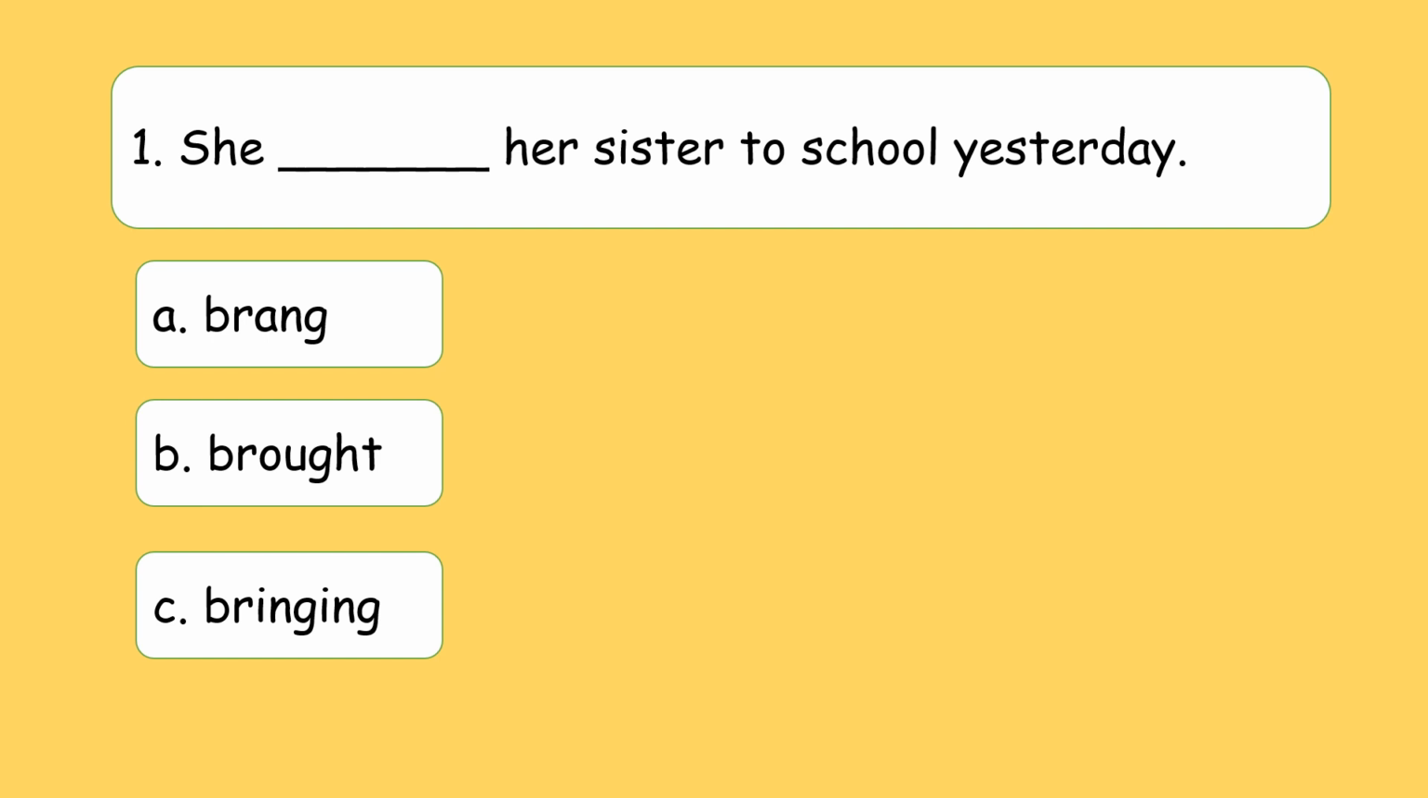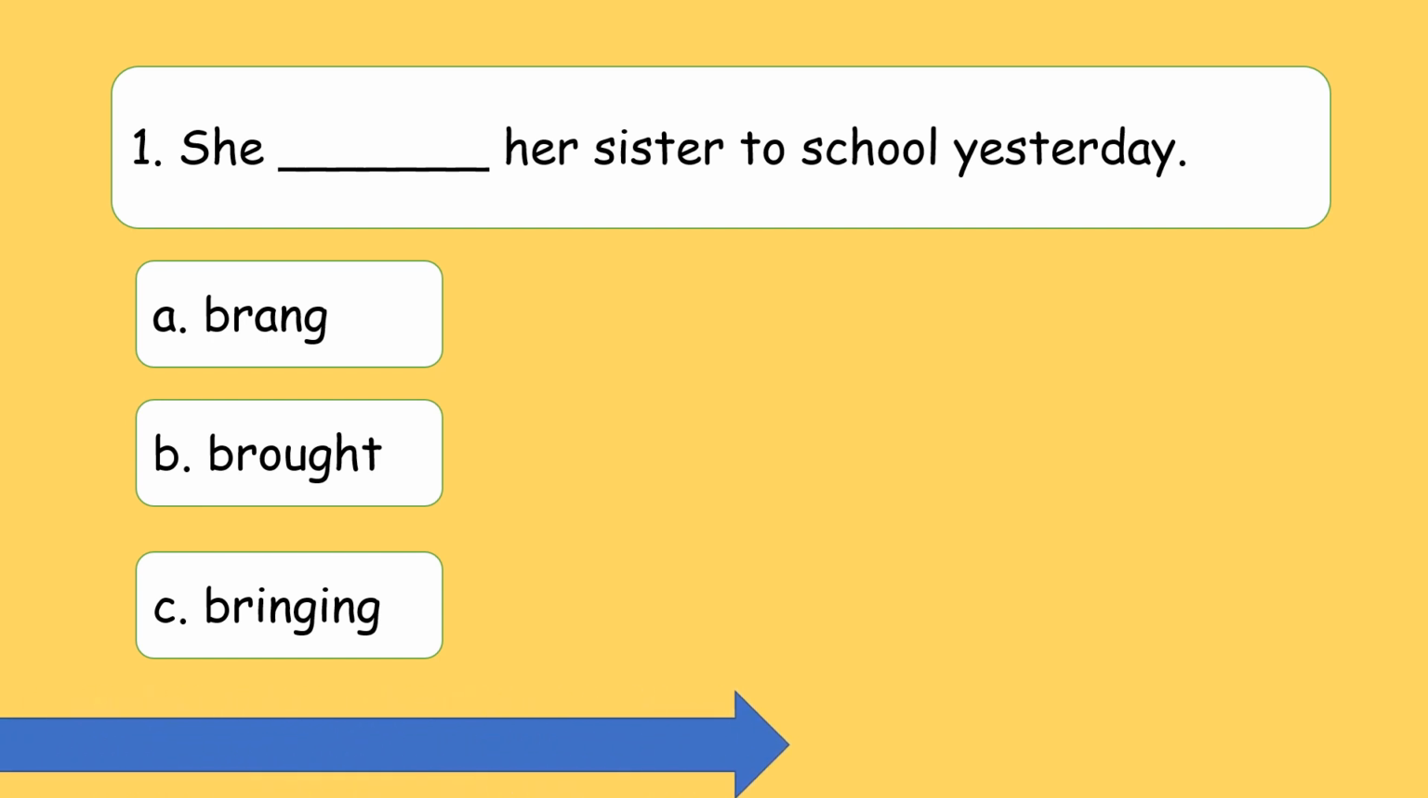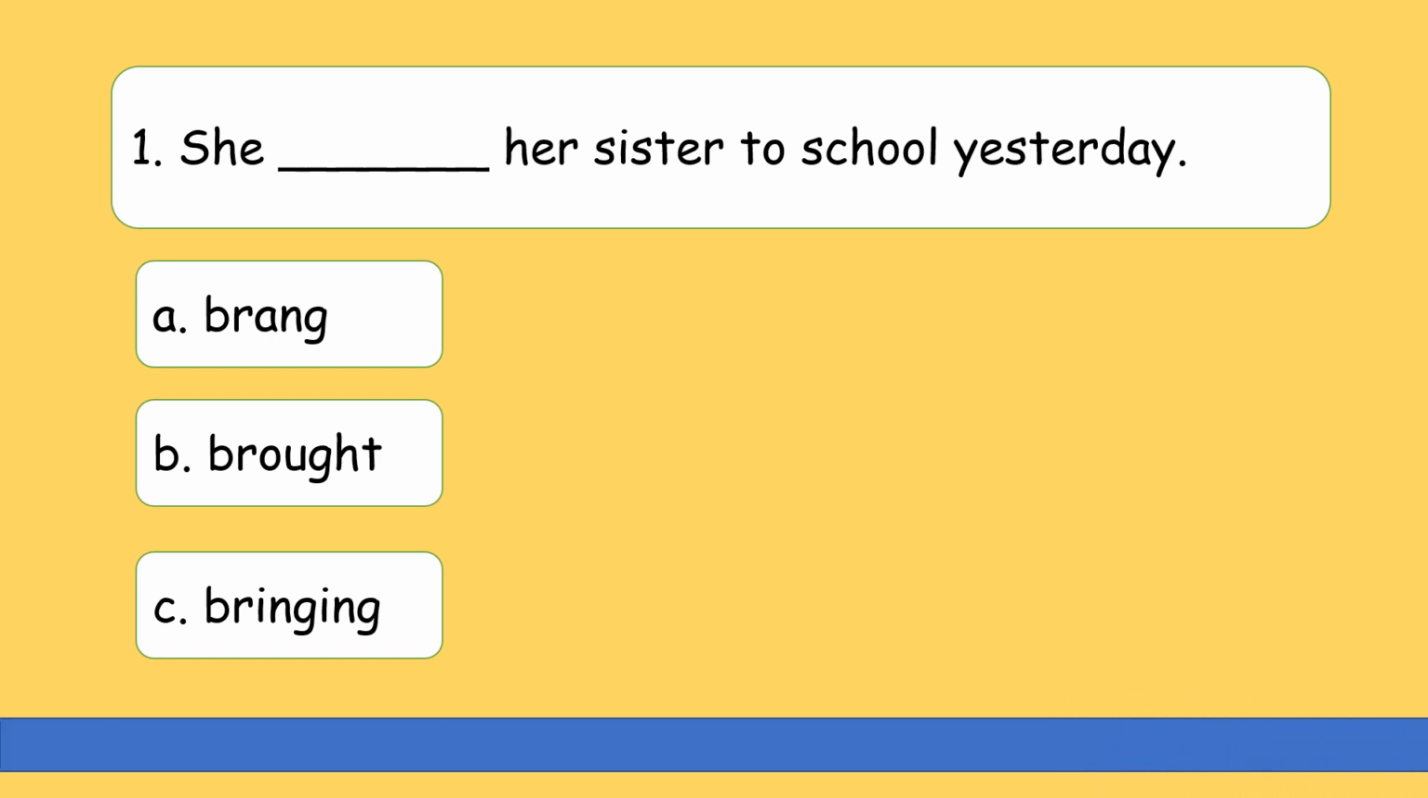Number 1. She brought her sister to school yesterday. A. Brung. B. Brought. C. Bringing. And what is your answer? Is it A, B, or C? The correct answer is letter B. She brought her sister to school yesterday.